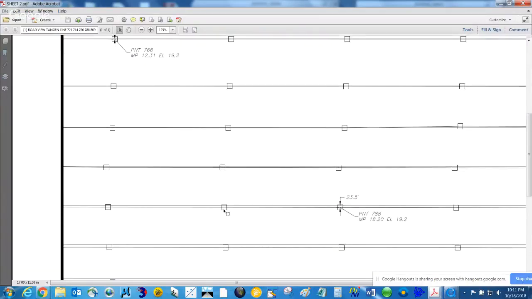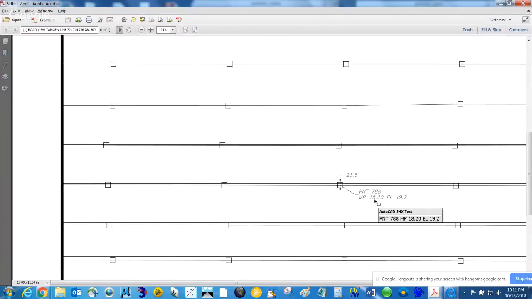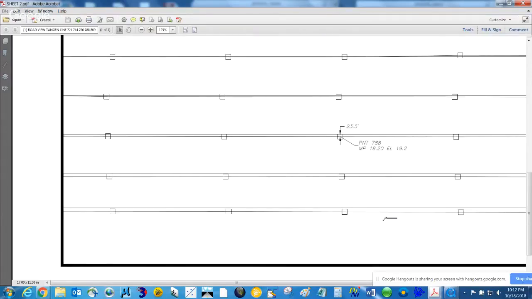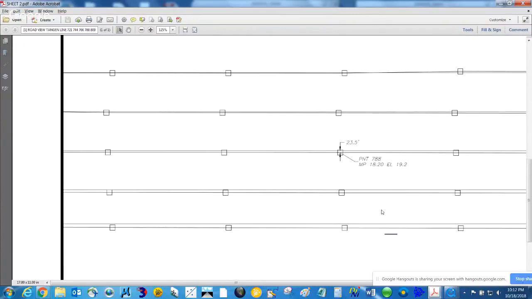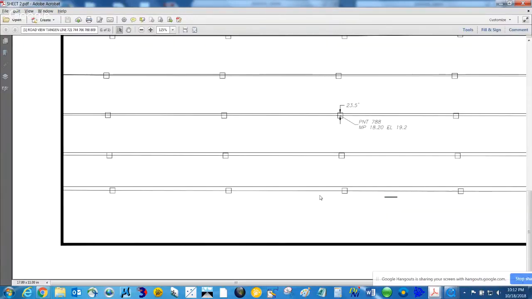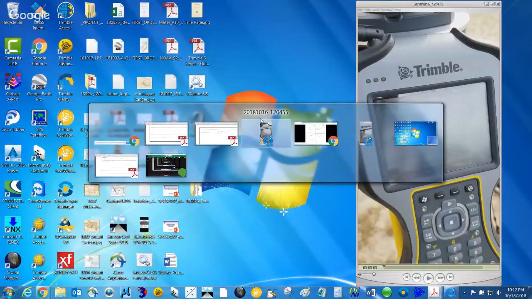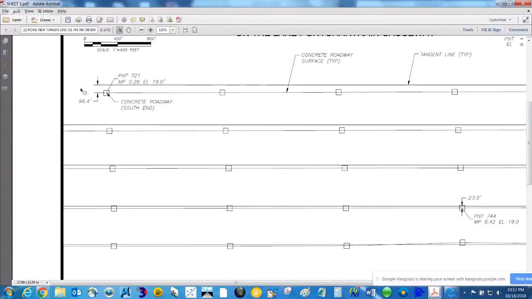By the time you get to milepost 23.5, we have a change, let's call it a drop of 23.5 feet from the tangent line to the concrete road surface. Okay, and then just going on, he didn't label every one of these. Let's go to the next sheet. Which sheet is it? Okay, this is the other end.